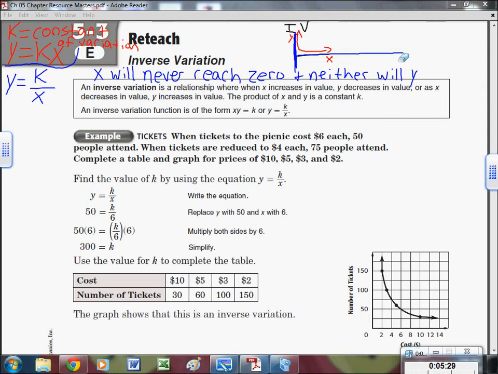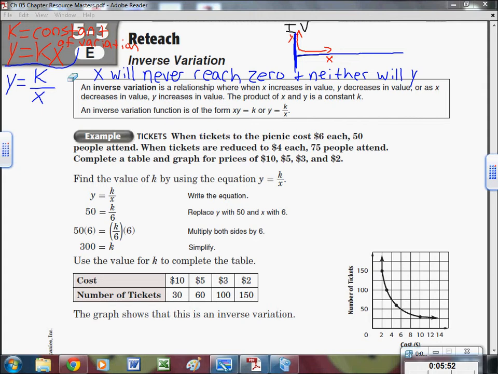In a lot of the situations that are inverse variation, you'll find out, oh, I could never have an input of 0 in this situation. So let's take a look at some of these examples. But before I do, I just want to point out that for inverse variation, the equation will always have the form of y equals some number divided by x. And that some number will be the same. We just have to find out what that number is.